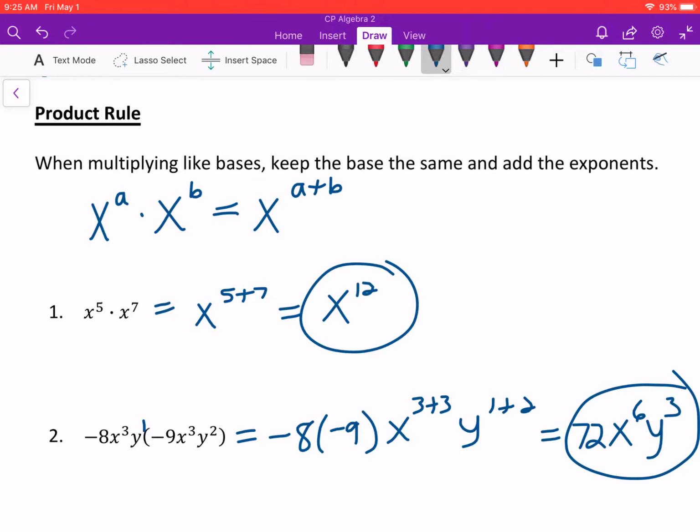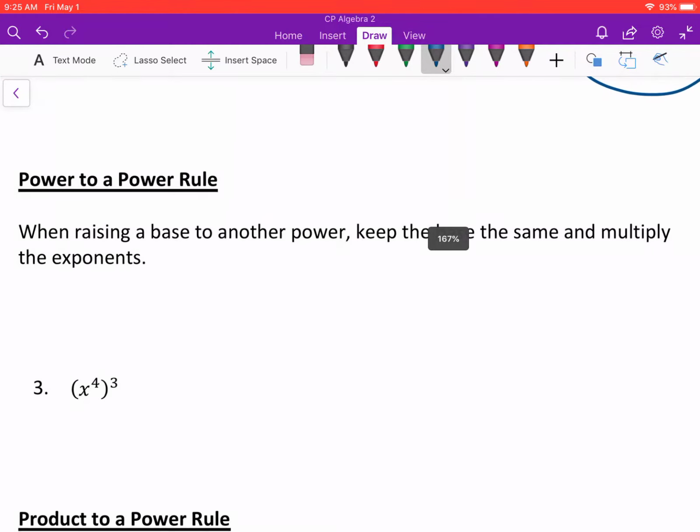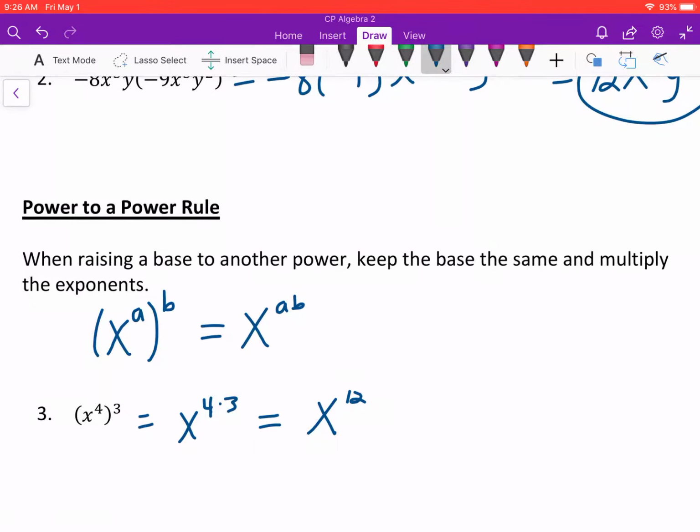Pretty straightforward. The next thing we're going to look at is the power to a power rule. And that says that when you're raising a base to another power, we keep the base the same and multiply the exponents. So that rule is written out as, if you have something like x to the power of a, and that is raised to the power of b, it equals x to the power of a times b. So in number 3 here, x to the power of 4 cubed, we can rewrite that as x to the power of 4 times 3, which equals x to the power of 12.